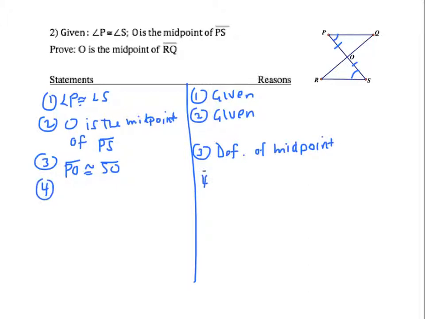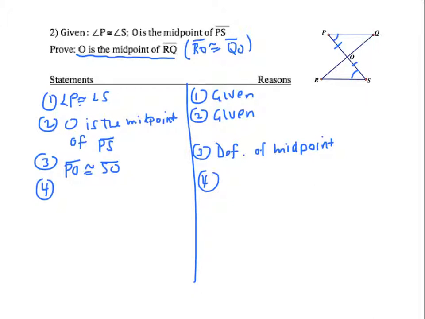Okay, we're out of given information. We're trying to prove that O is the midpoint of RQ. We'll know that O is the midpoint of RQ if we can prove that RO is congruent to QO. So again, our goal is to show that those two segments are congruent by showing that the triangles are congruent. Okay, so think about how we can prove those two triangles congruent to each other.